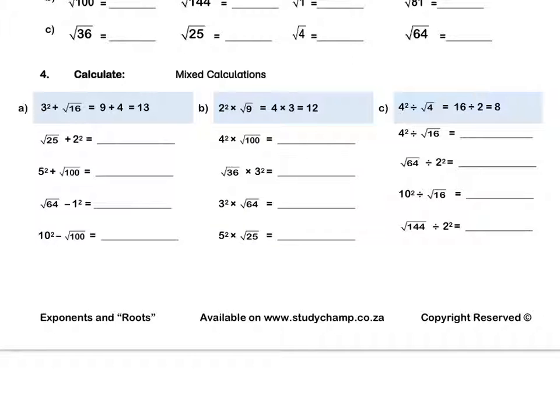Question B. 2 squared is 4 times the square root of 9, which is 3, gives us an answer of 12. Press pause to complete all of question B. Question C. 4 squared is 16, divided by the square root of 4, which is 2, gives us an answer of 8. Press pause to complete question C. When you are done, use the memo to mark all the remaining answers on this page.